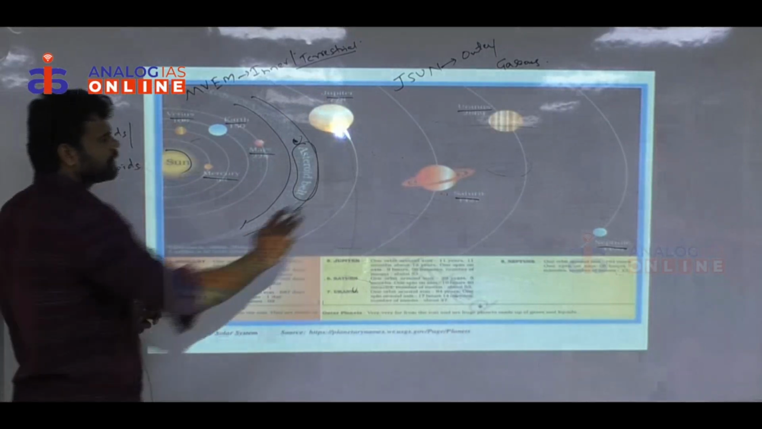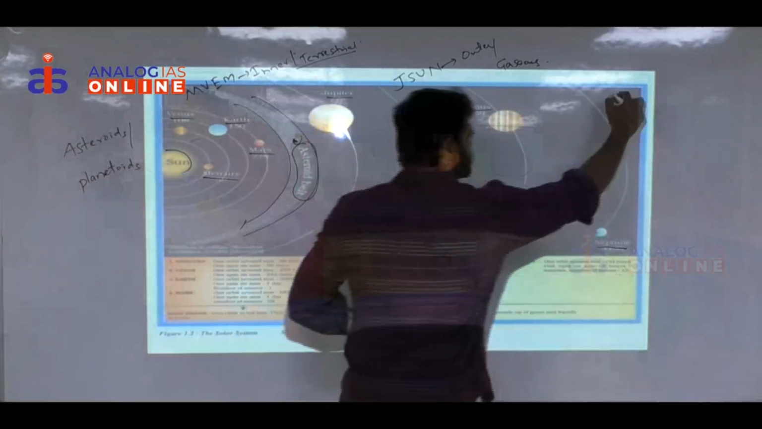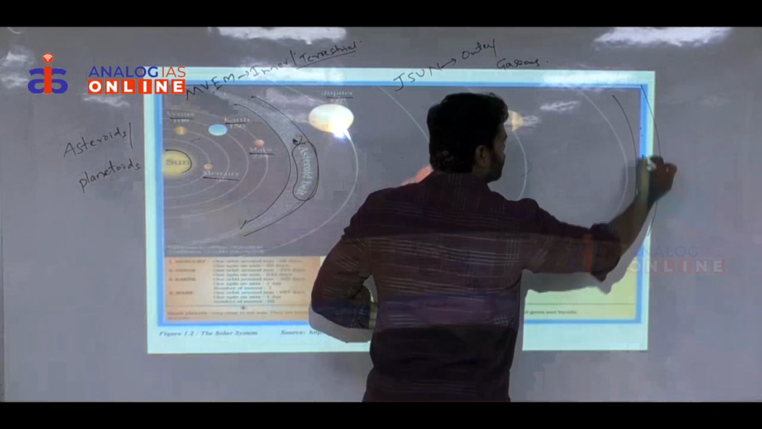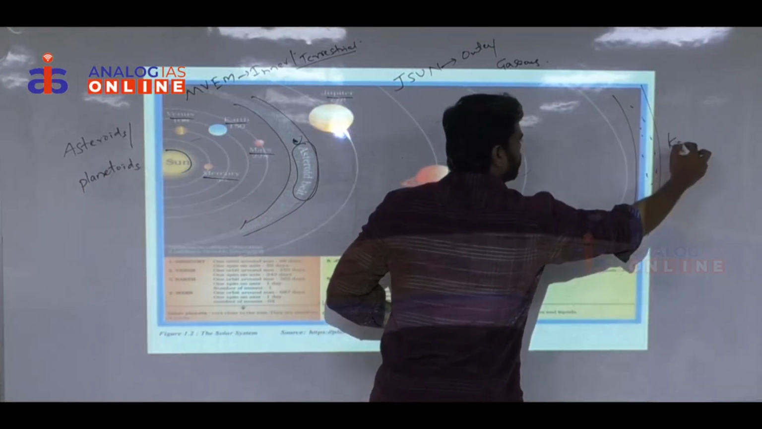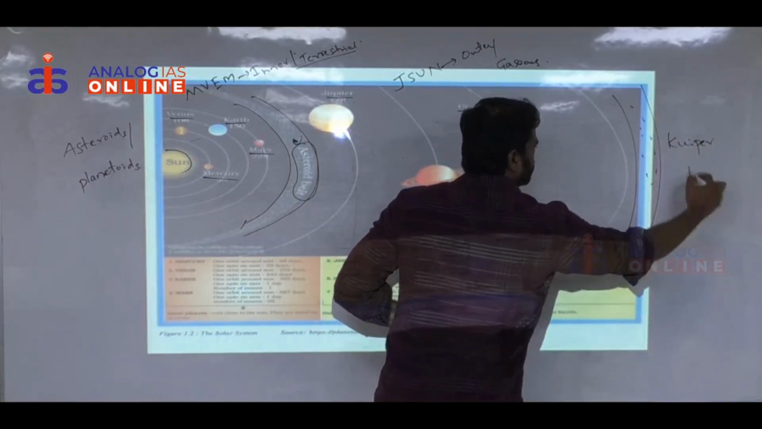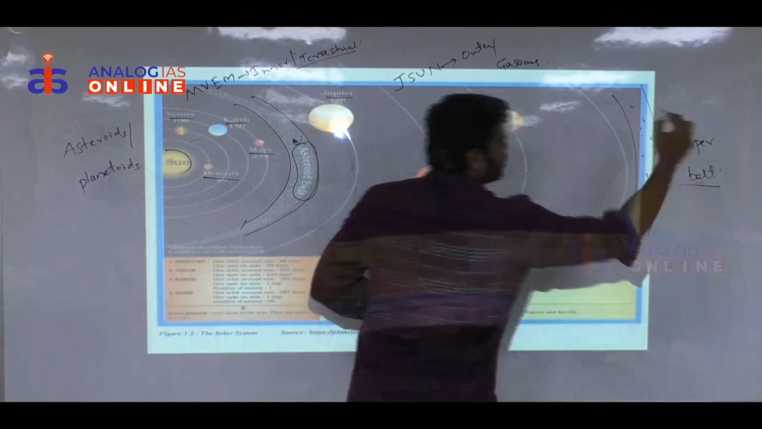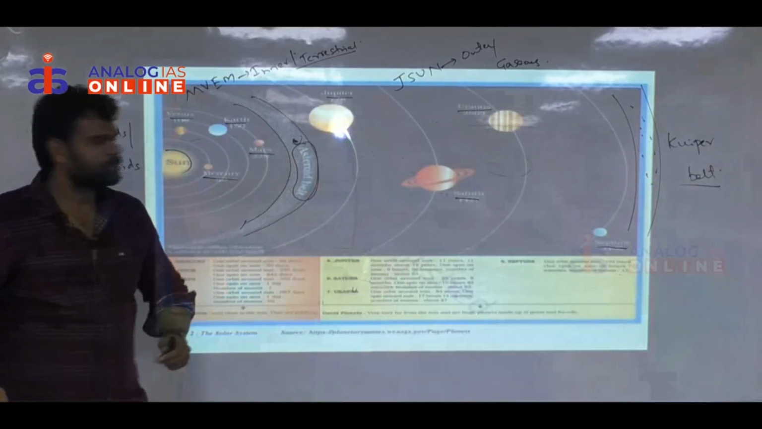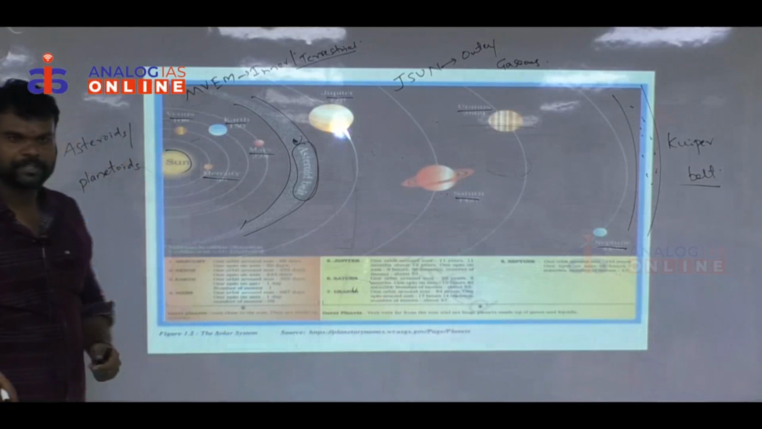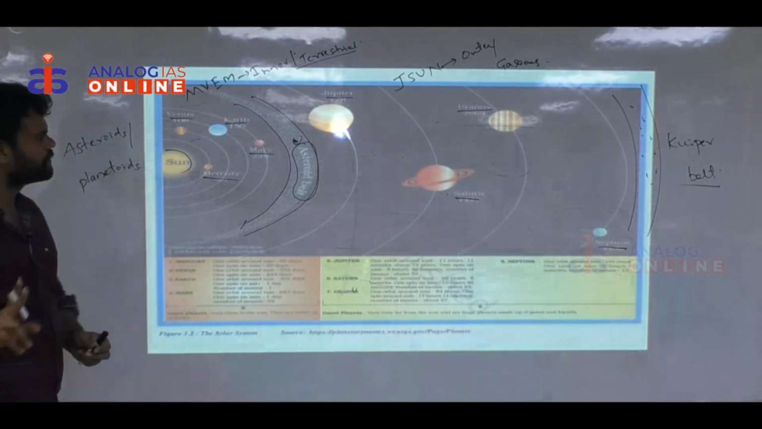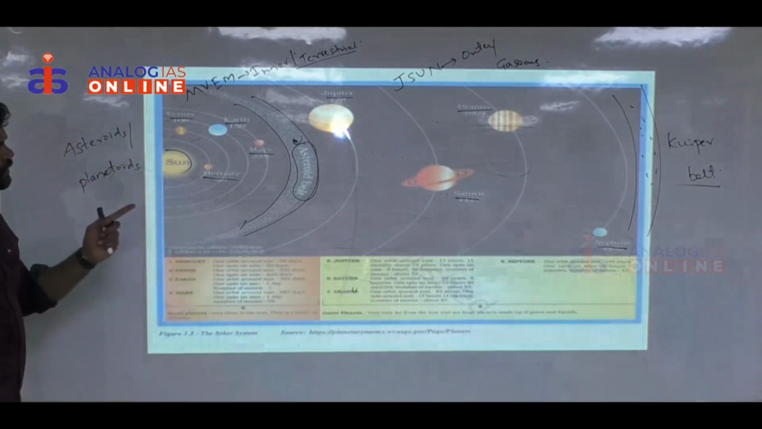And after Neptune, it is not given in your NCERT, there is one more belt called the Kuiper belt, which is found after Neptune. Kuiper belt is also comprised of rock debris. So you have two belts, very, very important. Clear?